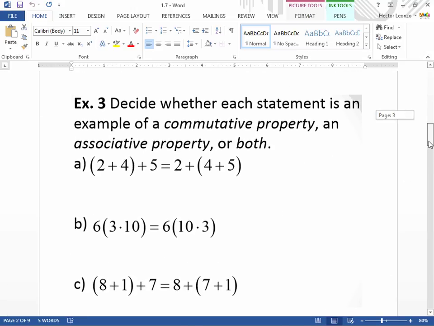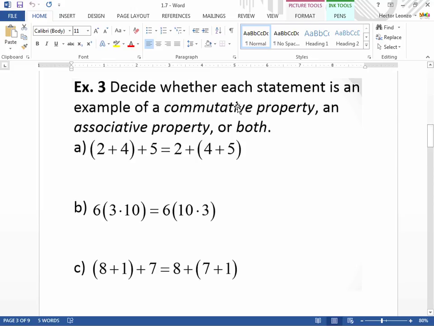We decide whether each statement is an example of the commutative property, the associative property, or probably even both. Let me take a look at the order of the numbers just to see if it's commutative. The order of my numbers is 2, 4, 5. Here I have 2, 4, 5. So the order did not switch, so it's not commutative. Now, on the left, I have a group 2 plus 4. On the right, I have a different group, so that is associative.